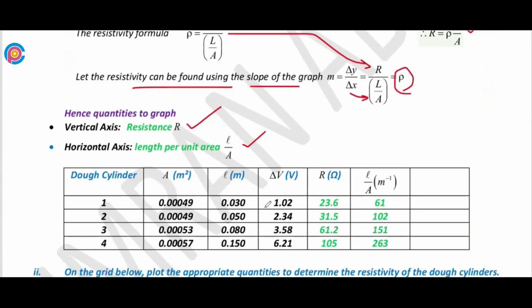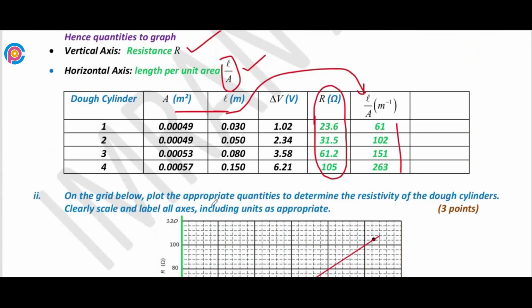So previously we have the resistance to draw the graph, and next we require L over A. From these two quantities, we make the third column, a new column L over A with the unit per meter. So the ratio of both of these is indicated in the table.